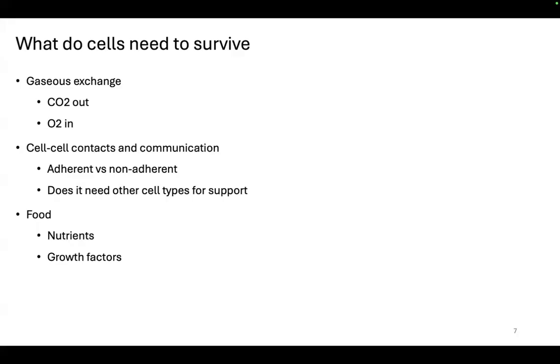So I work with stem cells, so there's a slight chance I'll give you some of those examples. But let me know if you have more examples or if you want to talk about some other cell type and we can try it.